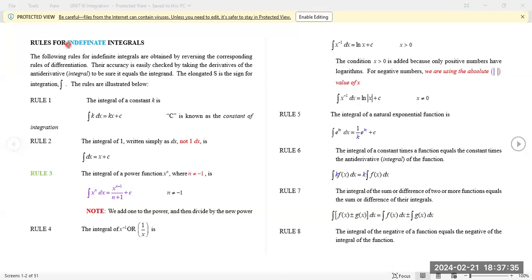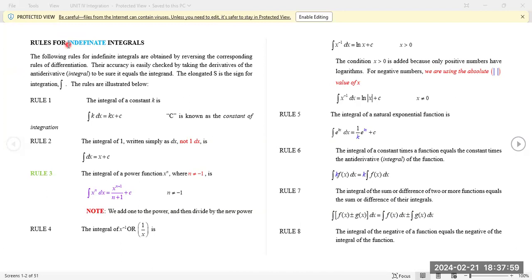And how do we treat indefinite integrals? We are going to be integrating, and then at the end of it, we must write plus C. If we don't write the plus C, it simply means that our answer is incomplete. So we must have the sign of integration.